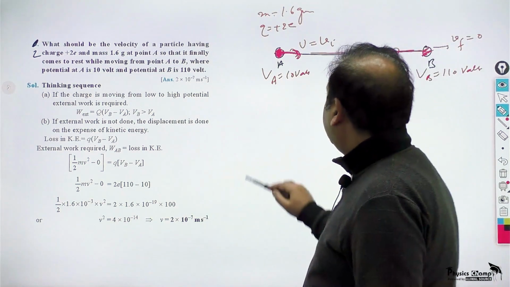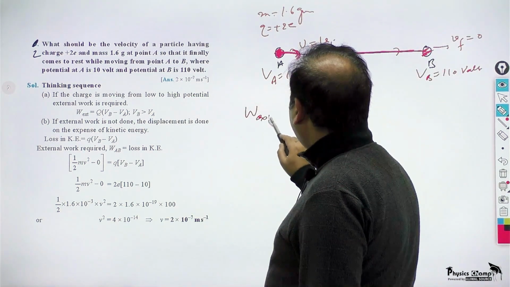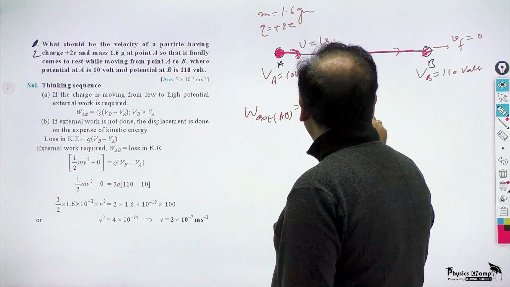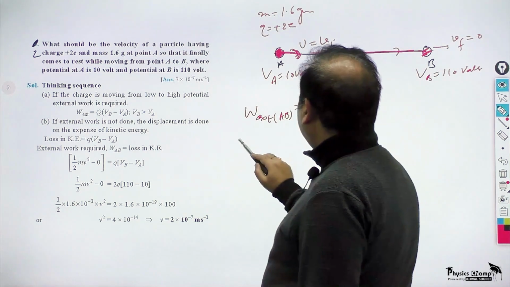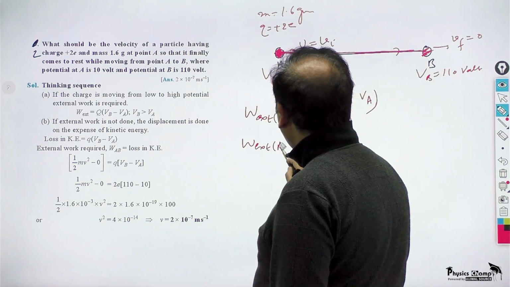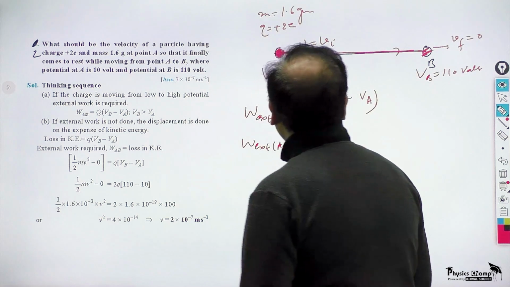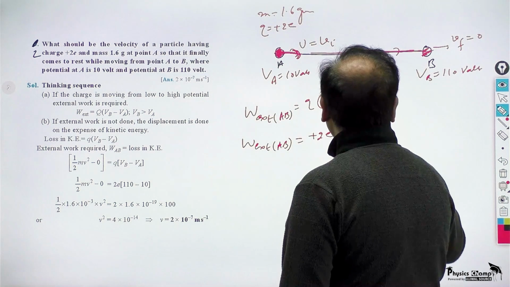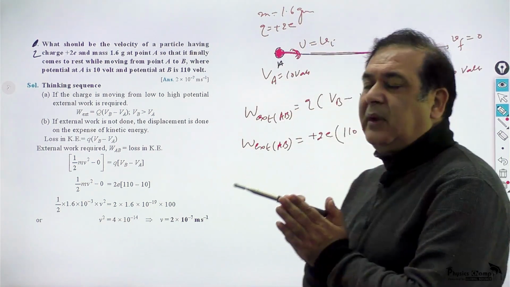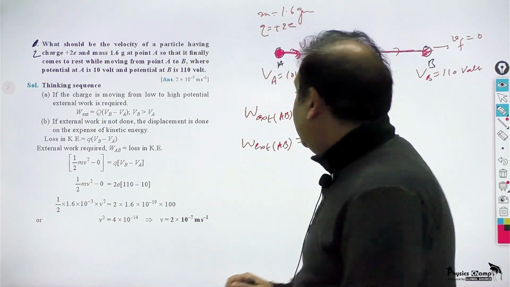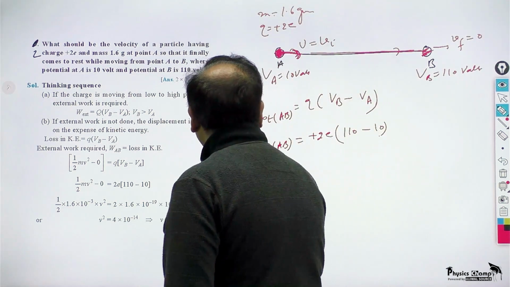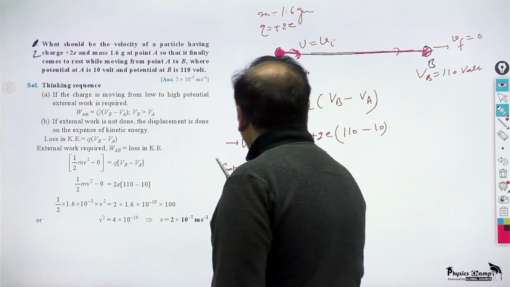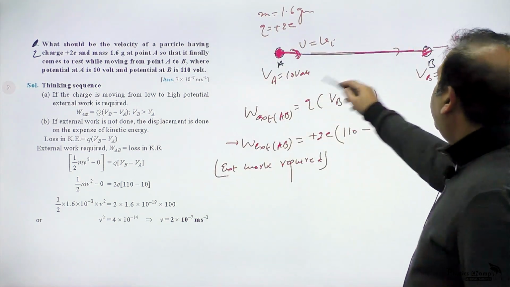So I have the relation: work done by the external force in moving from A to B is Q into (VB minus VA). Here the charge is plus 2e, VB is 110 volt and VA is 10 volt. It means external force is required. So this is external work required in moving the charge from low potential to high potential.